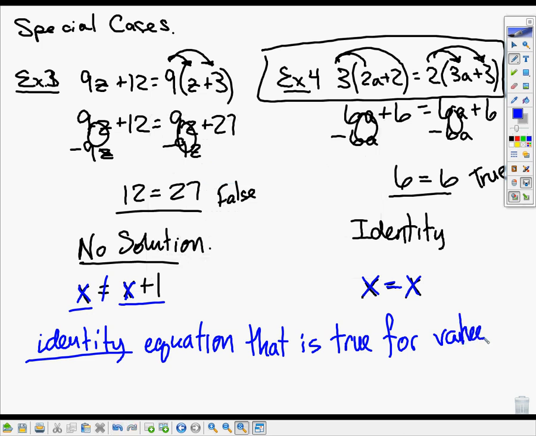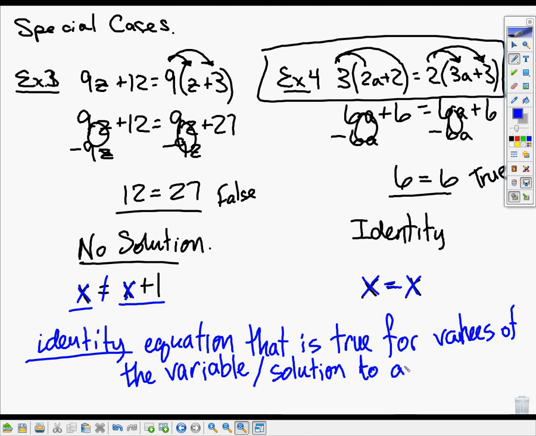All values of the variable. And what that means actually is the solution to an identity is all real numbers. In other words, any number that's a real number is a solution.